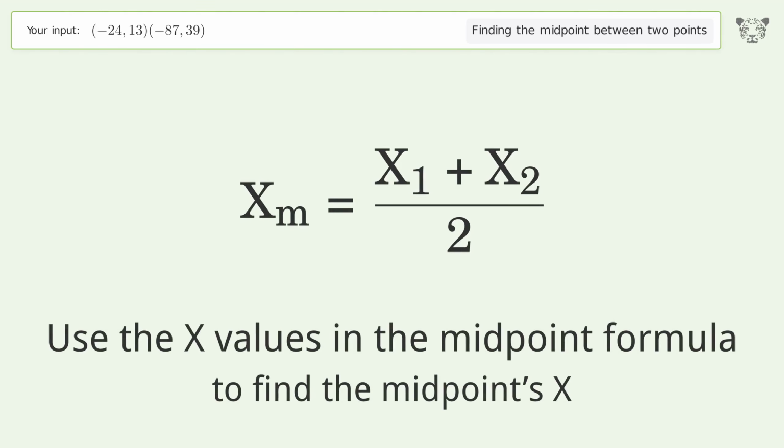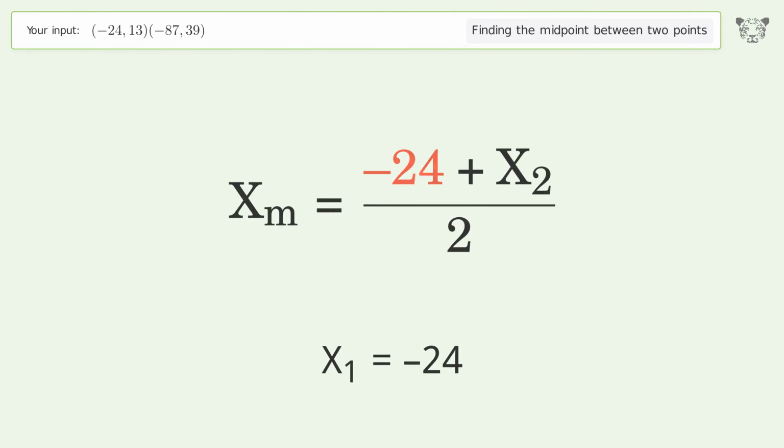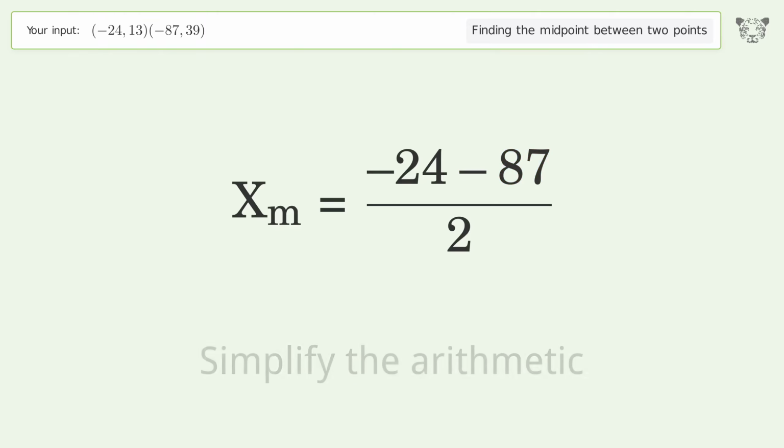Use the x values in the midpoint formula to find the midpoint's x. x1 equals negative 24. x2 equals negative 87. Simplify the arithmetic.